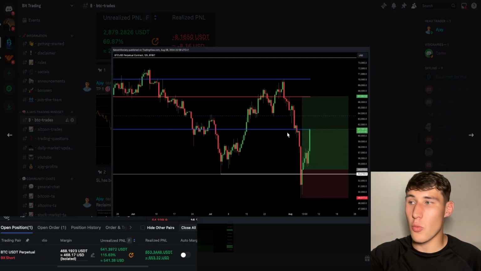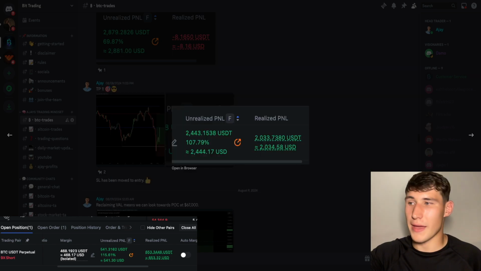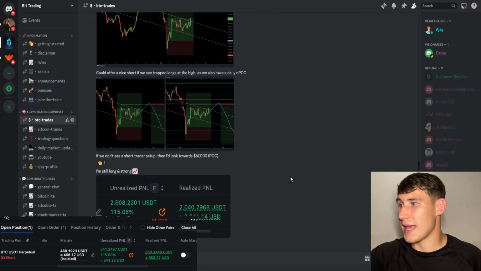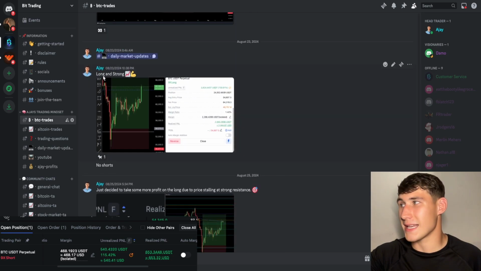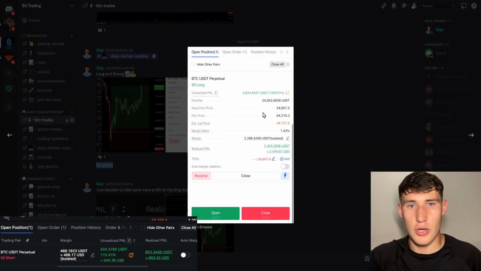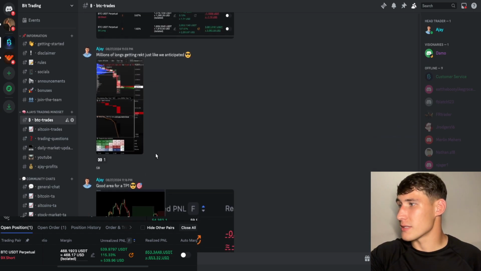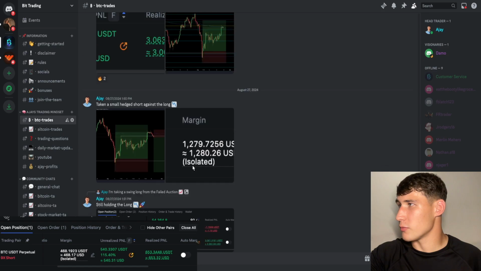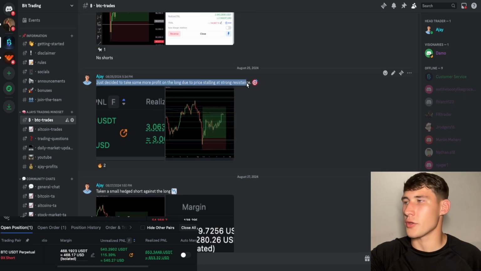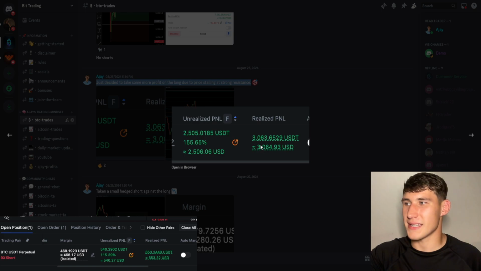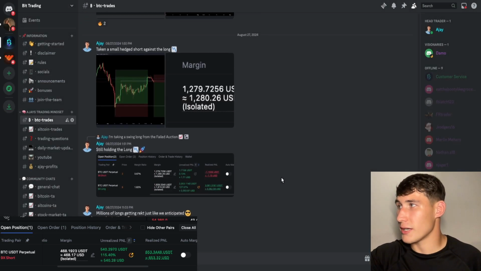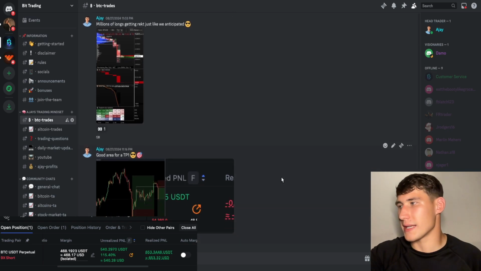We took a nice TP1 at that value area low, as you can see there, realizing $2,000 in profit on that trade. As time goes on, price continued to rise, telling the team here long and strong, no shorts. This was a screenshot from my phone, so the trade was doing really well here. Then as time went on, we took another TP here, just decided to take some more profits on the long due to price stalling at strong resistance. You can see here I have realized just a little over $3,000 on that long trade, still had $2,500 unrealized on that long trade there. And that long trade is now completely closed.